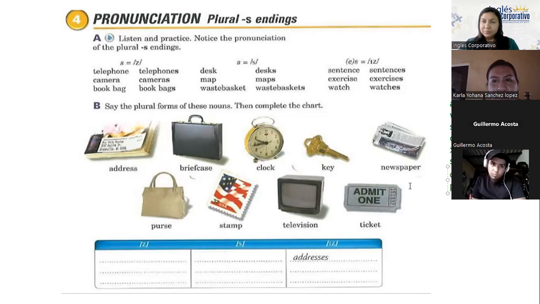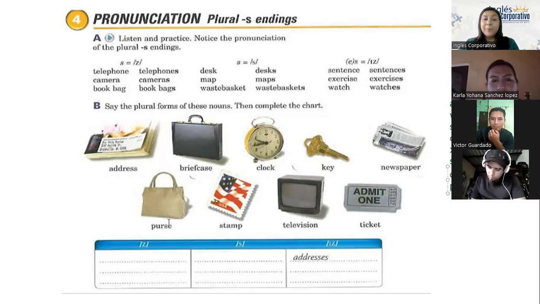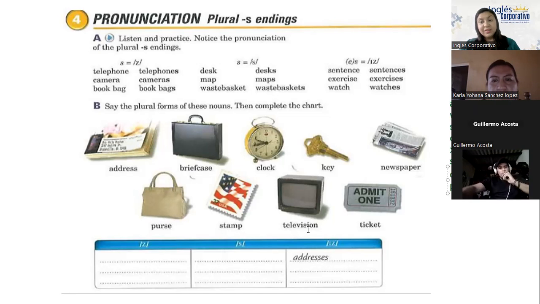Newspaper. Newspapers. Singular key. Sorry, Victor. Singular. The llave, key. Sí. Solo key. Okay. Y plural, keys. Keys. Purse. Purses. Stamp. Stamps. Television. Times. Television. Tickets. Yo le voy a decir otras.